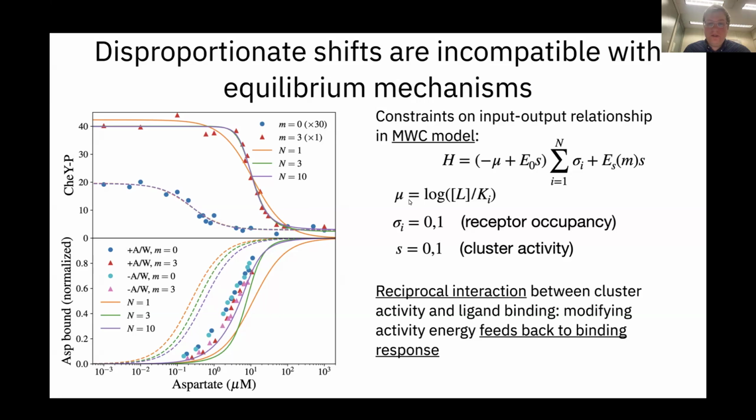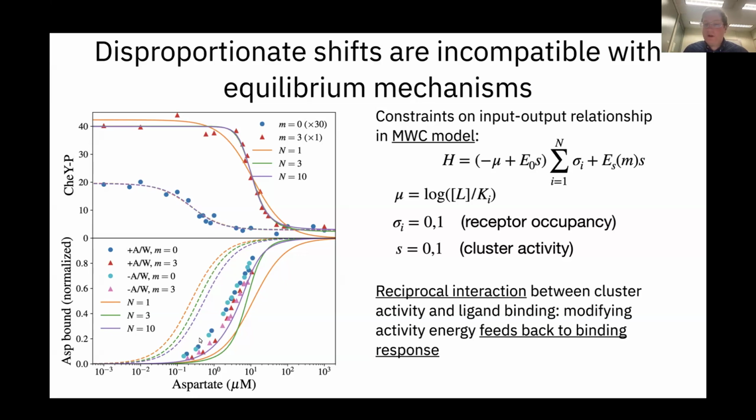If we ask what the binding response, the average sigma, is as a function of ligand concentration, predicted by the MWC model, we find these solid and dashed curves for the 2 different methylation levels. The different colors here are just testing different cluster sizes in the model. And what you see is that these curves spread across a similarly wide range compared to the downstream output response, which is inconsistent with the very narrow shift that's measured in the data.